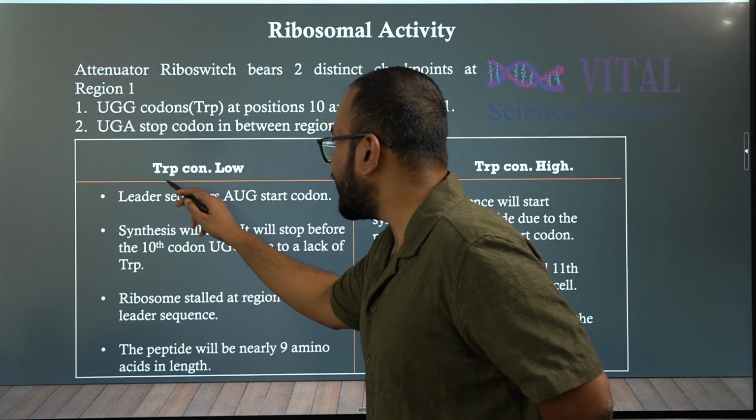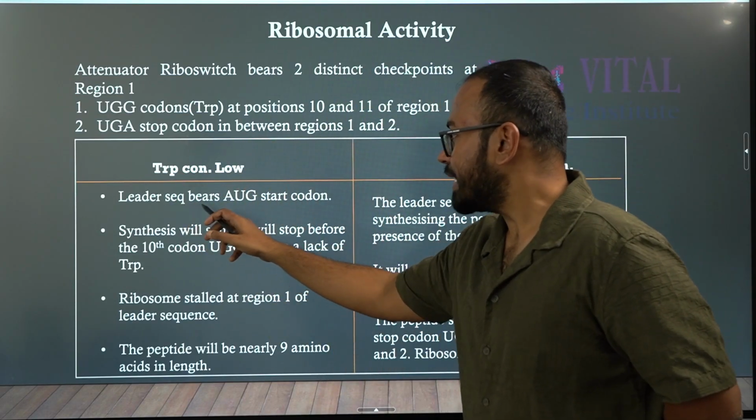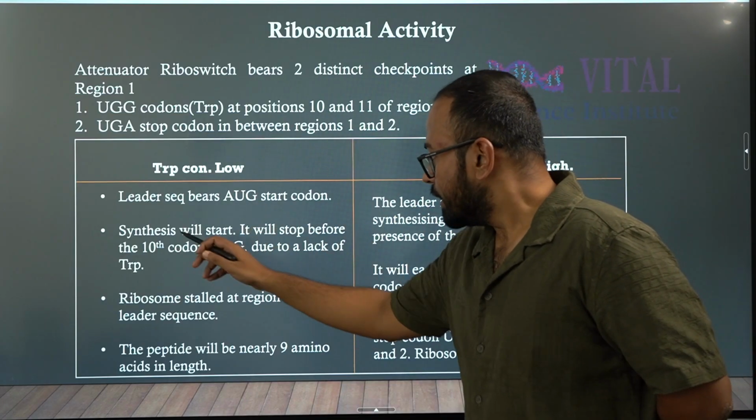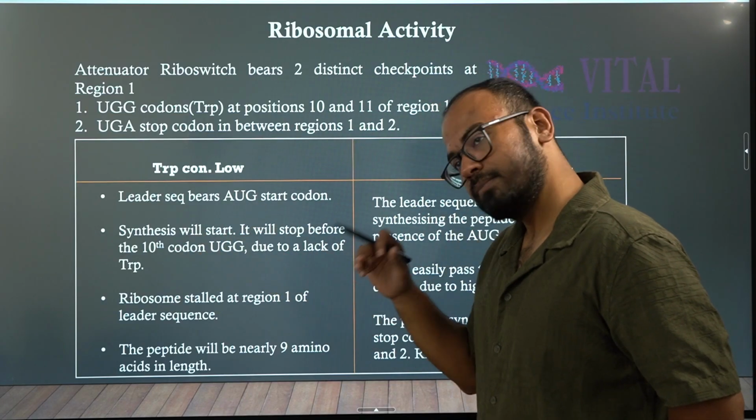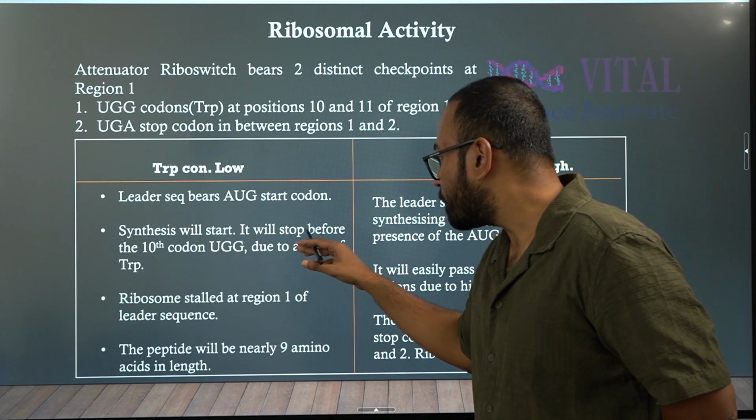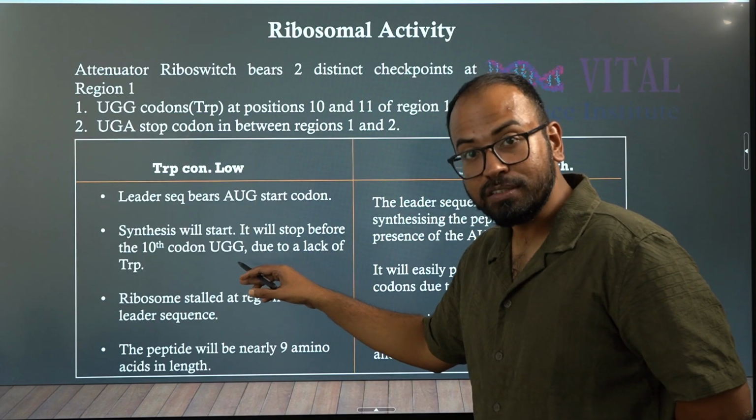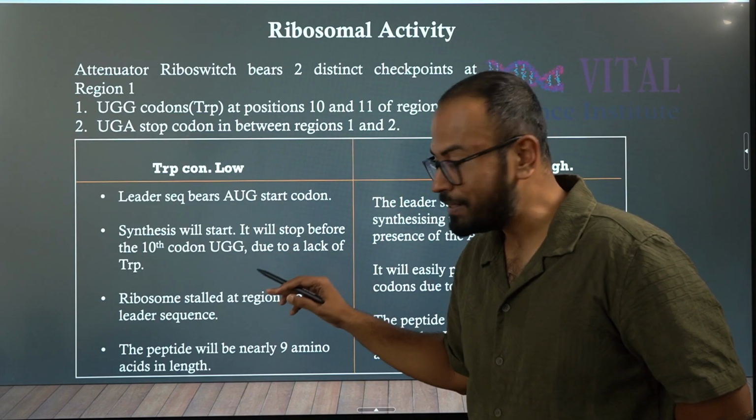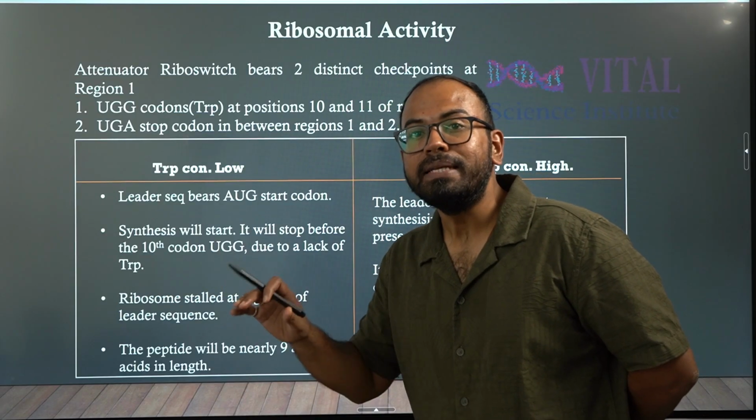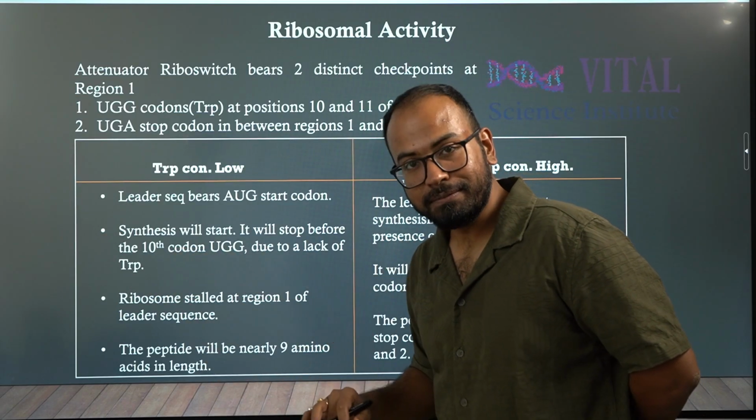So, when TRP concentration is low, what is happening? The leader sequence bears our AUG start codon, as I have stated. Synthesis will start as usual. It will stop just before the 10th codon, UGG. What is the reason? As just stated, the medium lacks TRP. So it will stop at the 10th region.